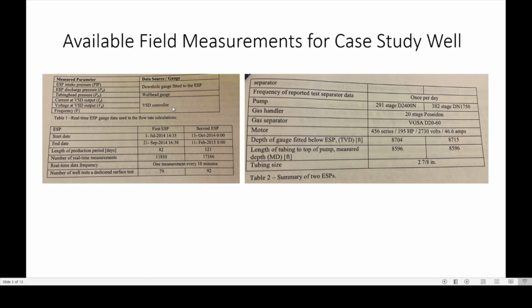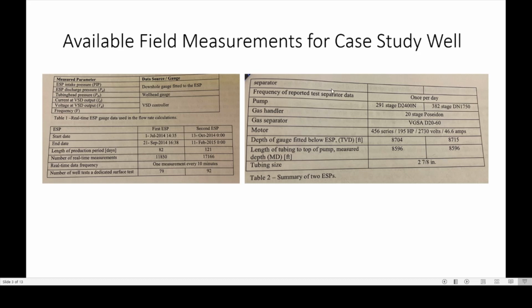And then here's some information for the first and the second ESP when looking at the table on the left over here. To point out, the real-time data frequency is once every 10 minutes because that's the data that we typically get from our SCADA system.